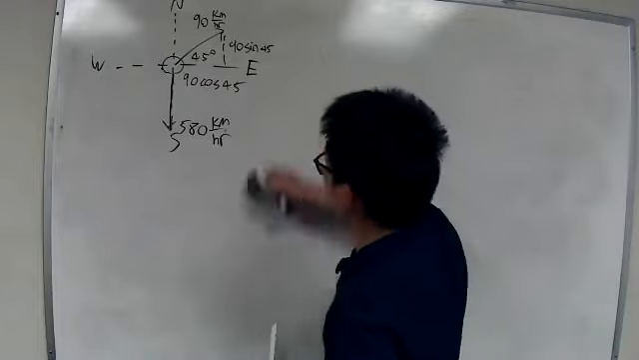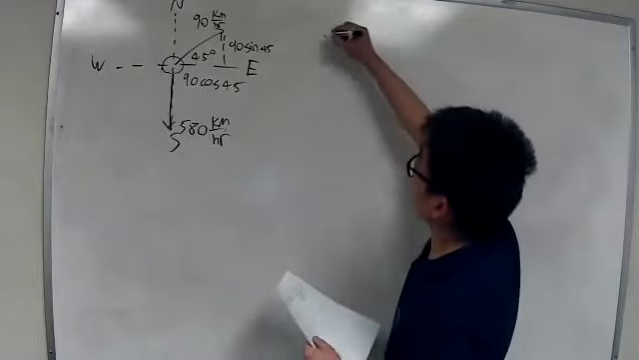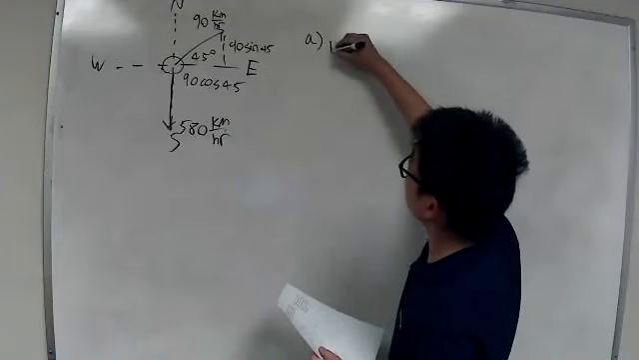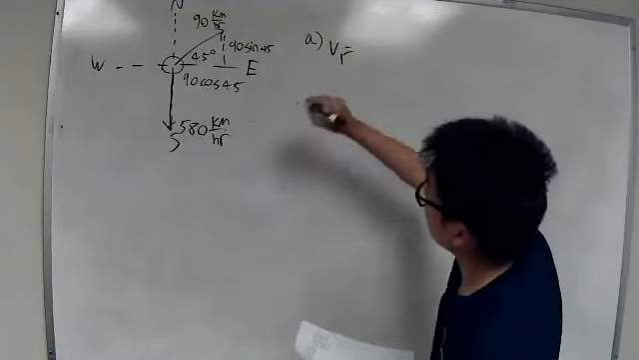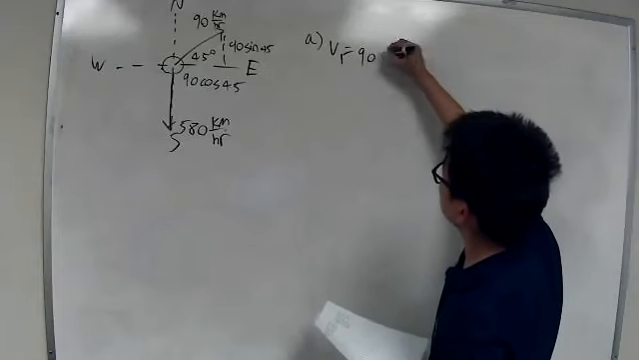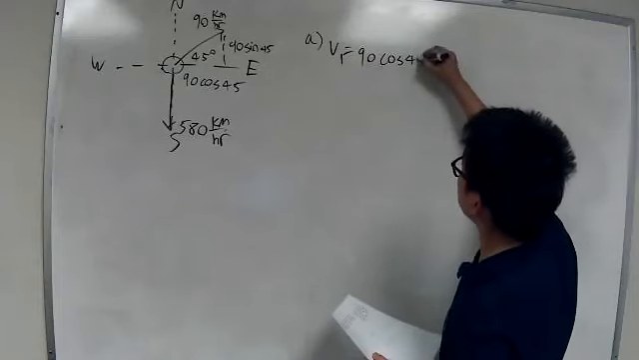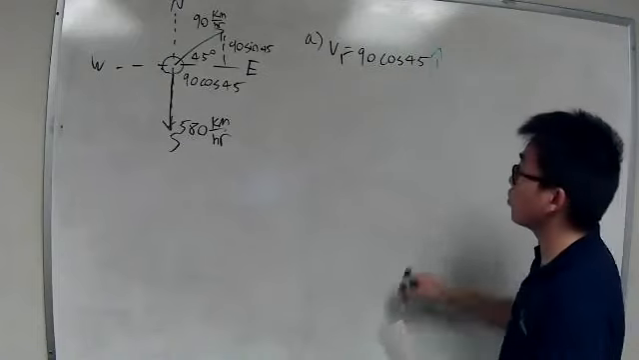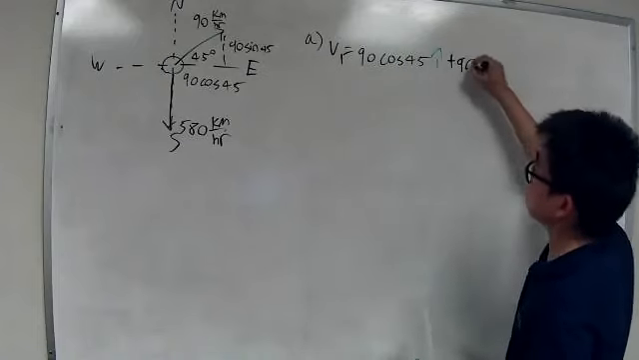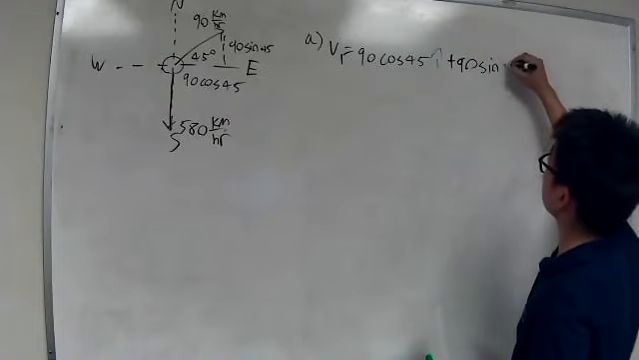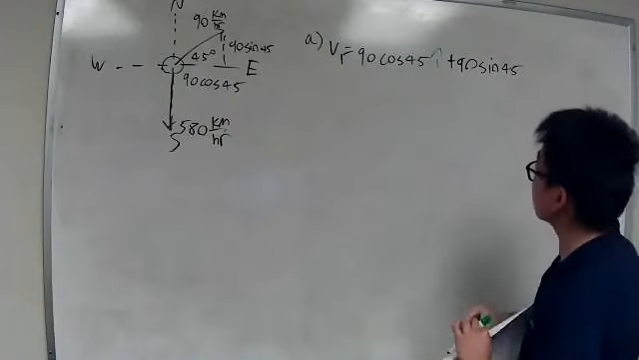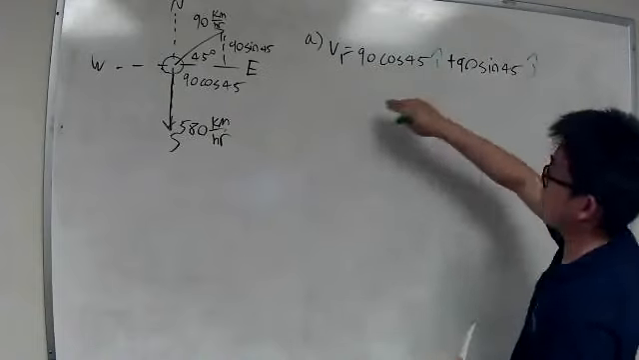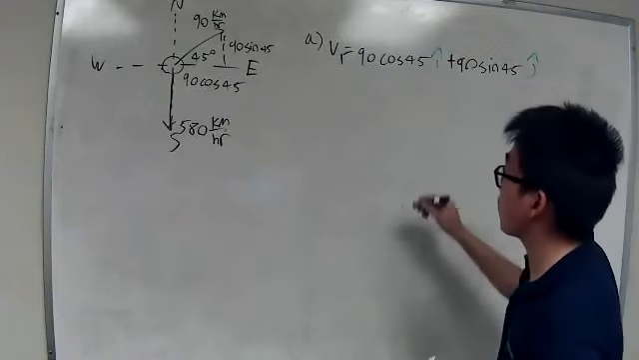So I'm just adding vectors, right? The first vector, what is it? The wind vector. Now I can say, okay, it's 90 cosine 45 i hat, and then plus 90 sine 45 j hat. And again, I want to write the second one right below it.